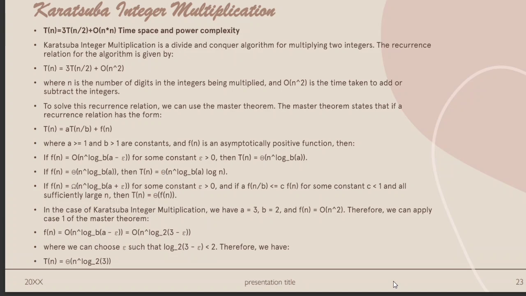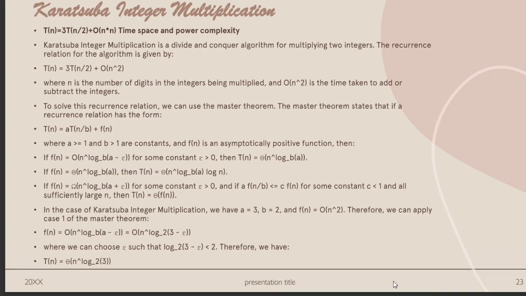Last is Karatsuba integer multiplication. The recurrence relation of this algorithm is T of n equals 3T of n by 2 plus order of n to the power 2, where n is the number of digits in the integers being multiplied and order of n to the power 2 is the time taken to add or subtract the integers. To solve this recurrence relation, we can use the Master's theorem. The Master's theorem has the form T of n equals a T of n by b plus f of n. Here is the solution to the recurrence relation for the algorithm.